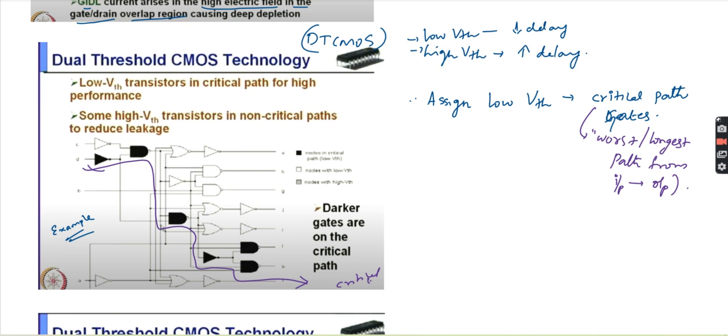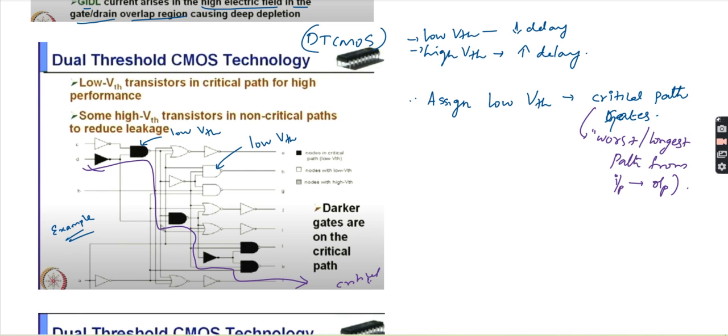In this diagram, the black color nodes are in the critical path. So for these black ones we have to use low VTH. Next, the nodes in the white color, the non-shaded gates, are not in the critical path. So keep it in our mind.